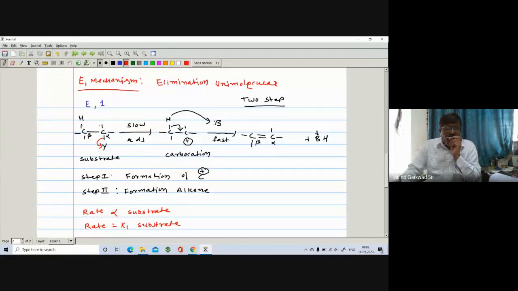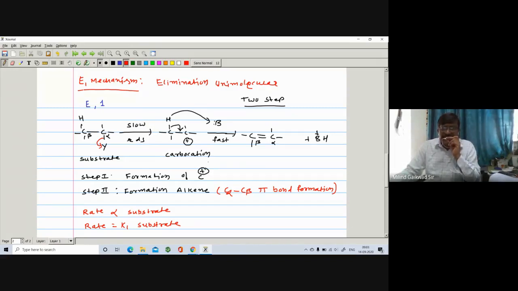Here, in the E1 mechanism, the bond between the C alpha and Y undergoes breaking, right? In the next step, there is an abstraction of a proton, and there is a formation of a carbon-carbon double bond between C alpha and C beta. So pi bond formation takes place. These are the steps. So it is a two-step process, and it is called the E1 mechanism.